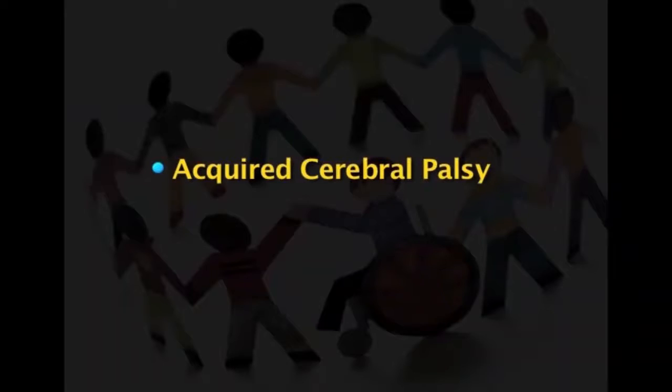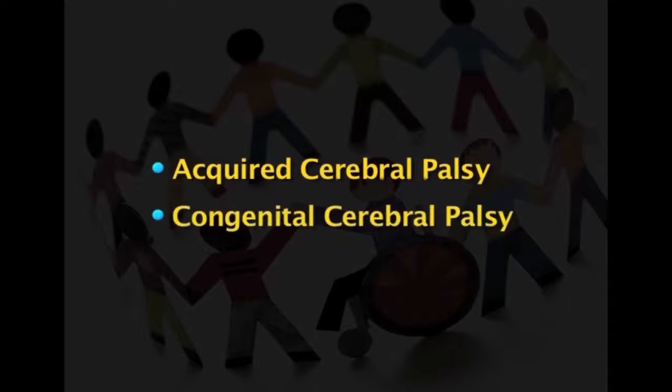There are two types of cerebral palsy: acquired cerebral palsy and congenital cerebral palsy. Acquired cerebral palsy results because of damage done to the brain in the first few months or few years of life, and can follow brain infections such as bacterial meningitis or viral encephalitis, or may result from a head injury causing damage to the brain.